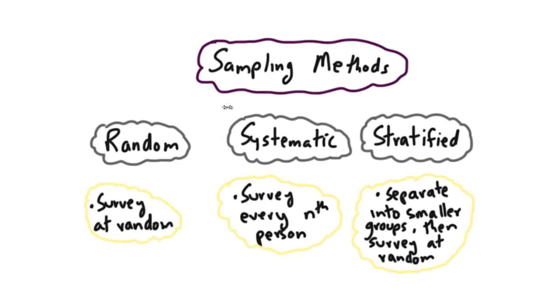Alright, so now let's take a look at three different sampling methods. The first one is by way of randomization, and that is the random sampling method, and that's when you survey at random. The second one is the systematic method, and that's when you survey every nth person. So for example, you can survey every 7th person on the list. And the third one is the stratified method, and that's when you separate the population into smaller groups and then survey at random within the groups.